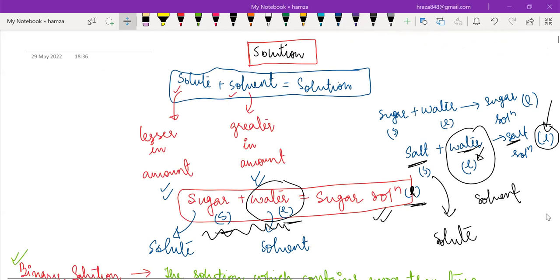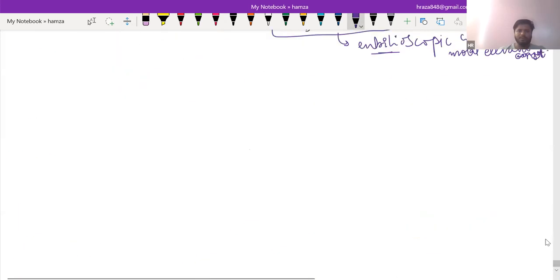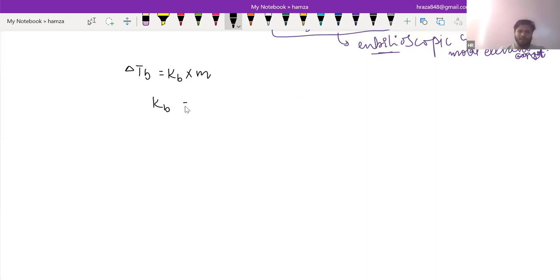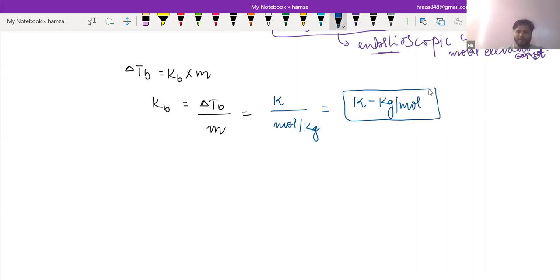Now see, this KB has a unit. We got a formula that is delta TB equal to KB into m. So KB will be equal to delta TB, that means the change in temperature between the boiling point of the solution and the boiling point of the pure solvent, upon m. Now see, delta TB has a unit Kelvin and molality has a unit mole per kg. So the unit of KB will be Kelvin kg per mole. This is the unit of KB. Please write it. And generally, it depends on temperature and solvent.